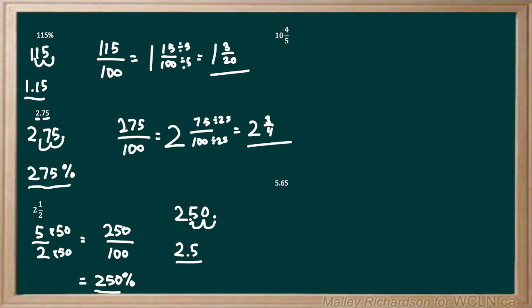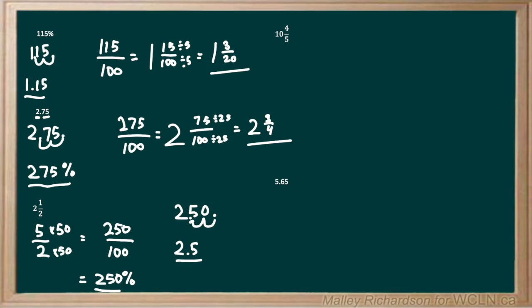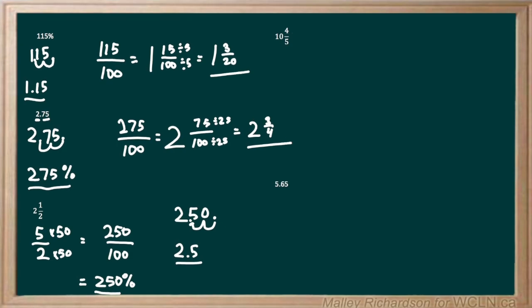Now let's move to our example up here where we have 10 and 4/5. Again, we want to change this into its percent and its decimal. So we want to take this mixed number and turn it into its improper fraction. To do this, we're going to take our denominator, multiply it by the whole number out front, and then add on our numerator. So we have 5 times 10, which gives us 50, and 50 plus 4 is 54. And then our denominator stays the same as 5.